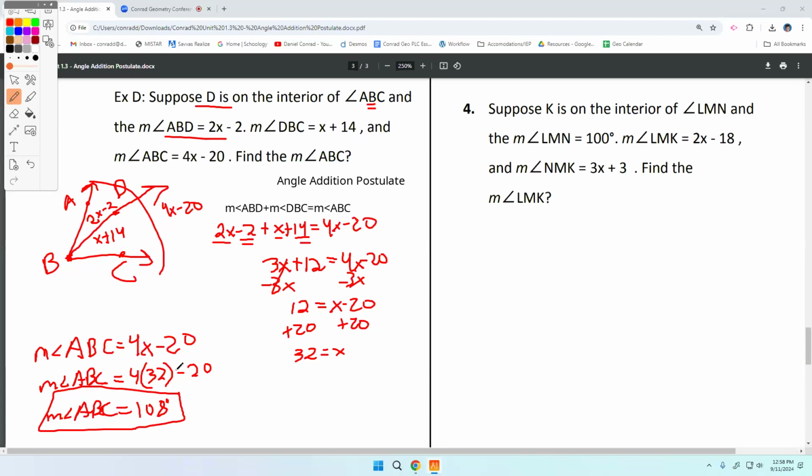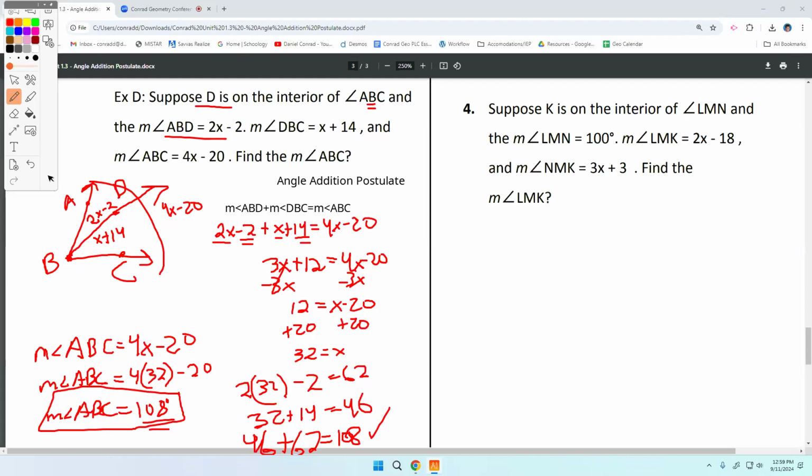All right. So 4 is going to be very same. So let's just set it up. We don't need to go through and solve the whole thing. But actually, before we do 4, we should probably check and make sure our answers are good. So the way we're going to do that is we're going to substitute into the other ones as well. So we have 2 times 32 minus 2, which is 62. And then this one, we have 32 plus 14, which is 46. And then 46 plus 62 should add up to 108. And it does, so we know our answer is good. 46 plus 62 adds up to the whole thing, which is 108.